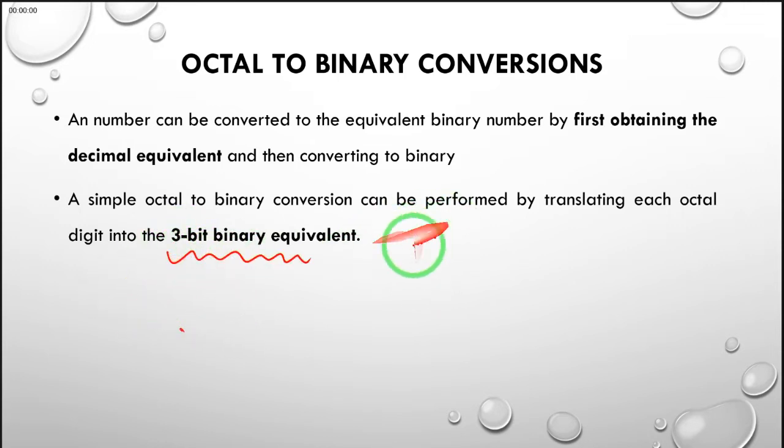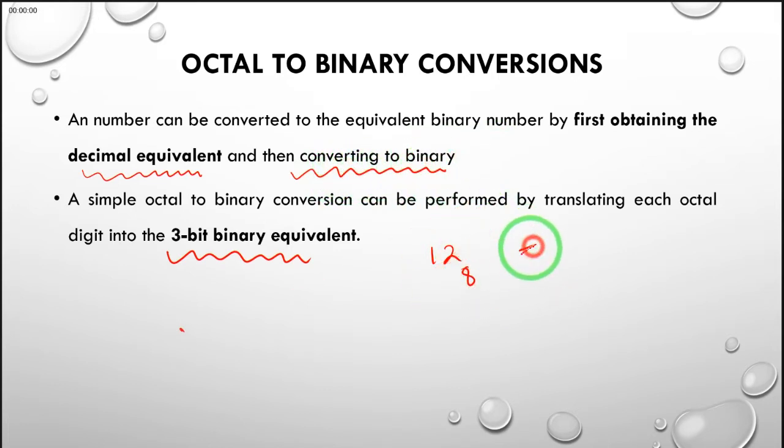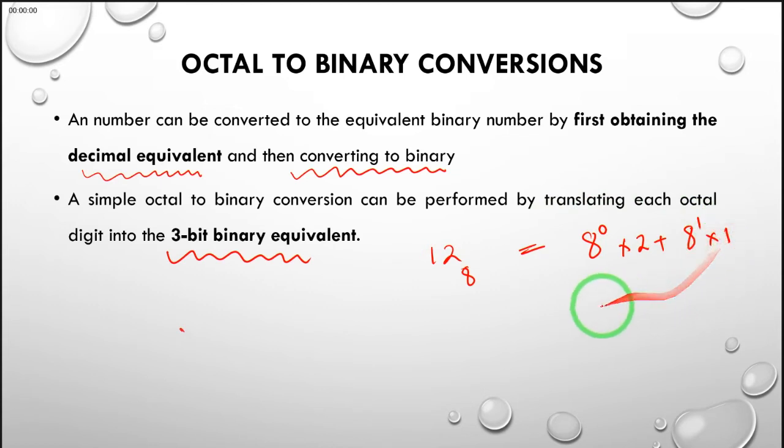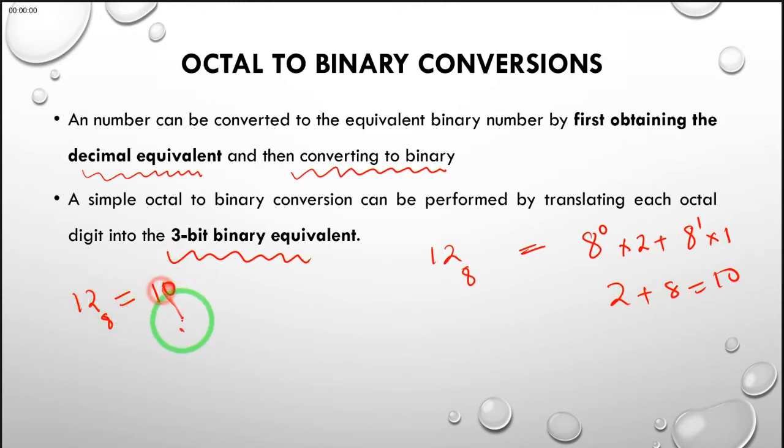So for instance, we assume we are given a number like we have already seen before, just say 12 in base 8. If you want to convert it to binary, you'd first need to convert it to its decimal equivalent, and then convert it to binary. So you convert this to become 8 power 0 times 2 plus 8 power 1 times 1. This becomes 2 plus 8, which is equal to 10. So 12 base 8 is equivalent to 10 in base 10.